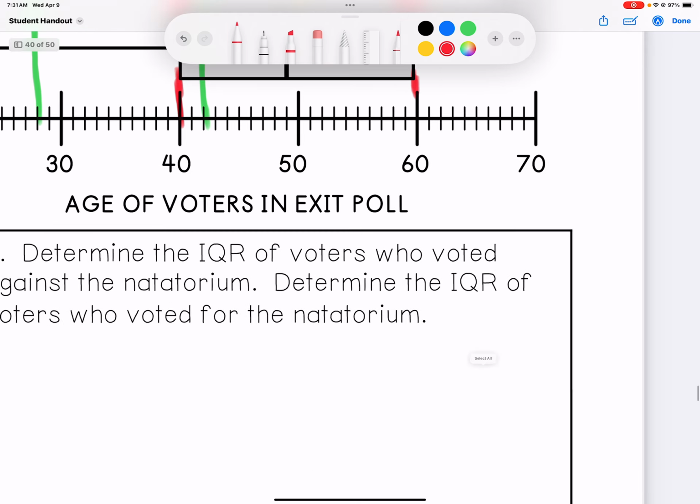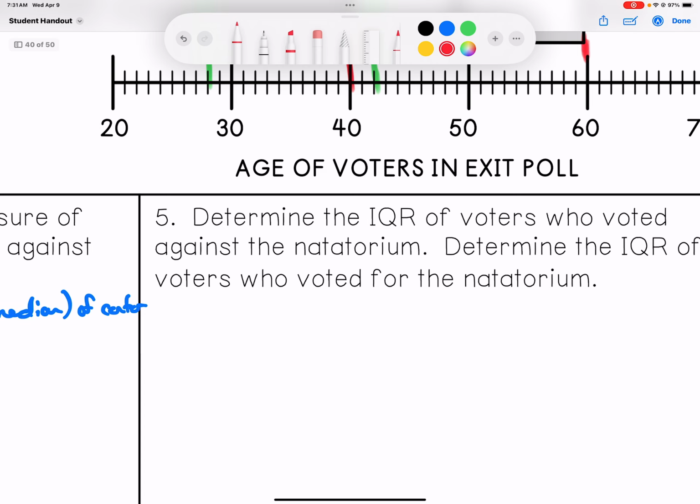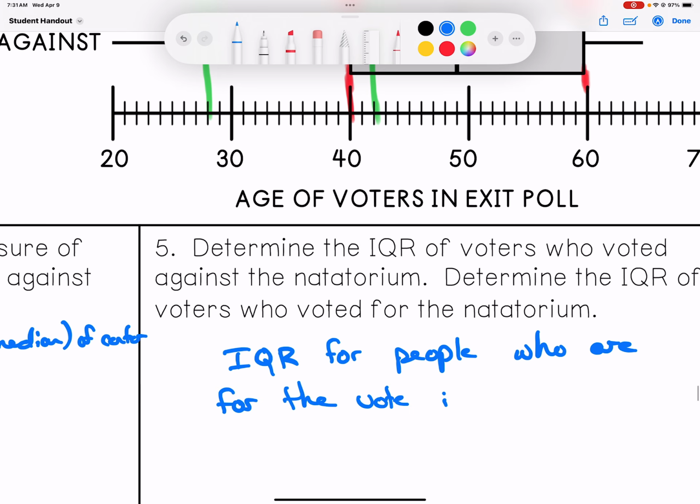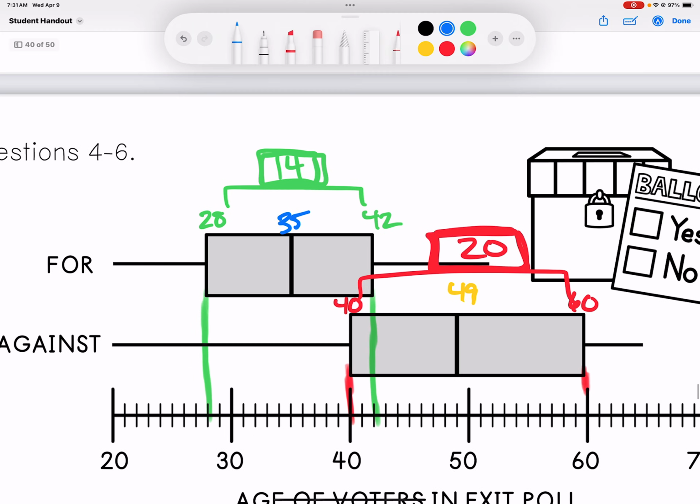So it said determine the IQR. So let's go down here. The IQR for people who are for the vote is 14.